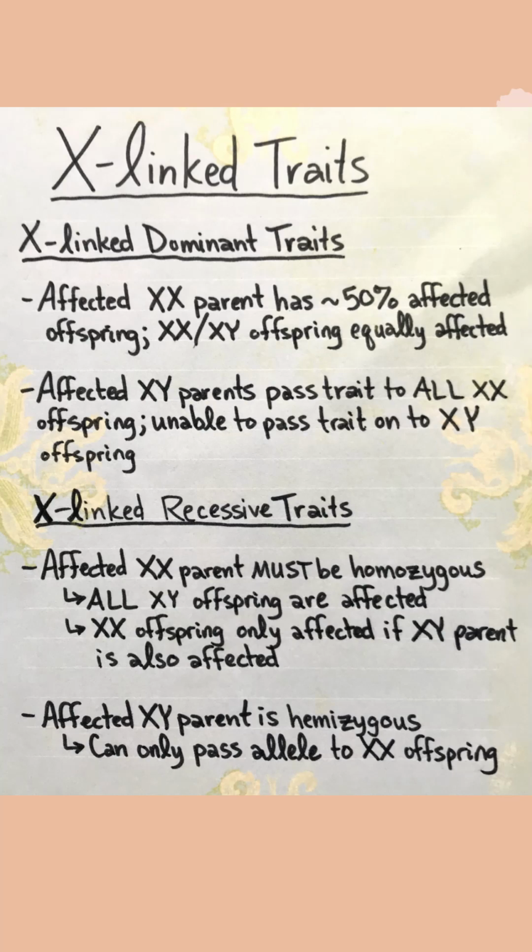XX children from an affected XX parent will also display that trait if the XY parent is also an affected person, because an affected XY parent is hemizygous for that recessive allele and they are only able to pass on a recessive X allele. But they don't pass anything on to their XY children. So an XY parent could be affected by this trait and yet not pass it on to any of their XY children.